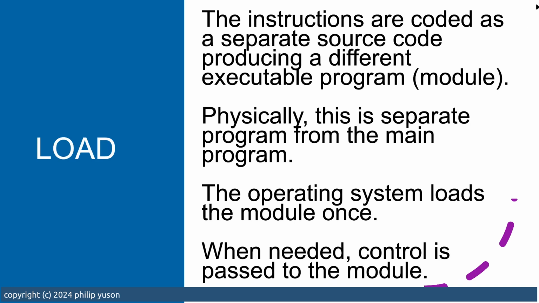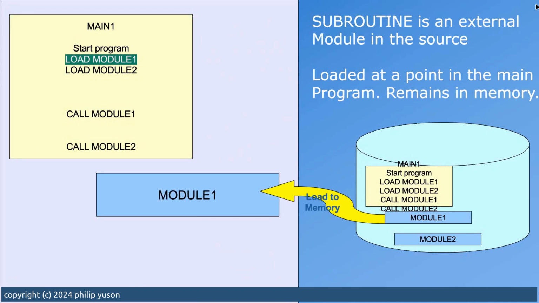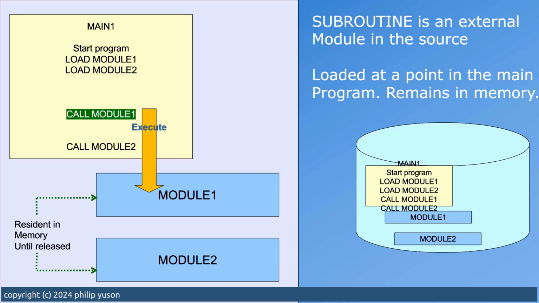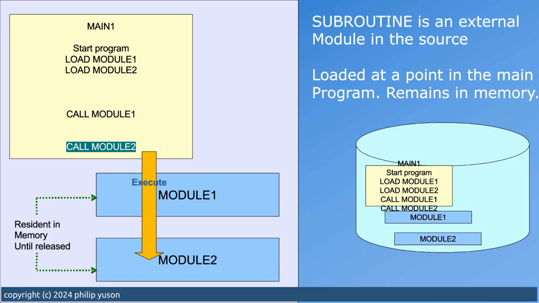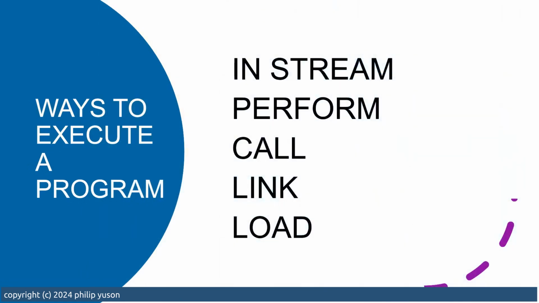The only difference is at the start of the program or somewhere. Once it reaches load, it loads module 1 into memory and loads module 2 into memory. Module 1 is going to execute, goes to where it was loaded in memory, and after it executes, it continues and goes to call module 2, and once it hits call module 2, it's going to execute that module that is in memory. So the program is loaded once, but you can execute it anytime. Here again, these are the 5 ways of executing a program: in stream, perform, call, link, and load.